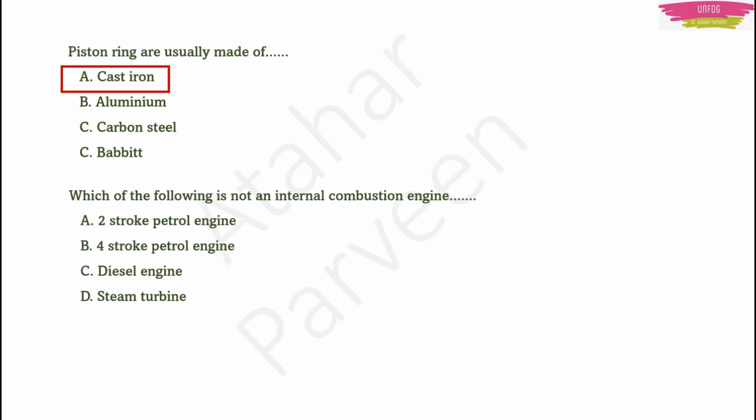Next question. Which of the following is not an internal combustion engine? Of course, diesel engine, petrol engine, all types of petrol engines, they are all internal combustion engines. So the engine which is not internal combustion is the steam turbine here. Okay, that is our external combustion engine.